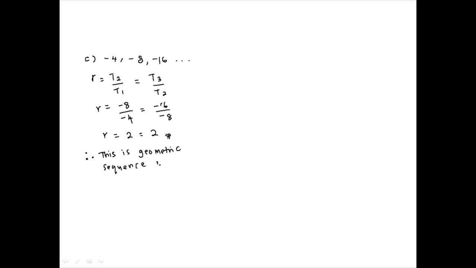Because R is equal, they have a common ratio.